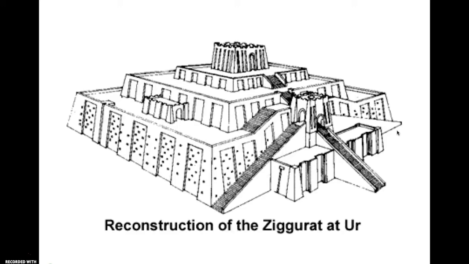So here is an example. It's a reconstruction of a ziggurat at Ur. Ur actually is where Gilgamesh takes place. So the ziggurat is basically the Sumerian version of an Egyptian pyramid.